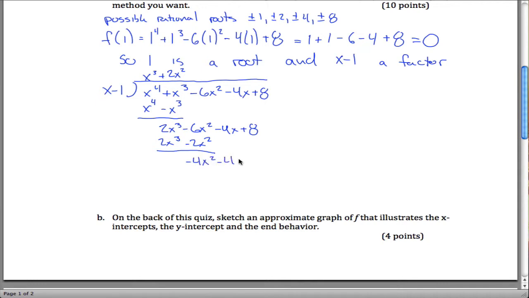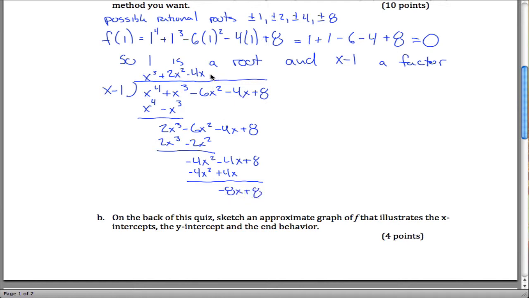-4x squared. To get rid of this, man, I'm going to run out of room. -4x squared, I better put a -4x up here. -4x times x is that -4x squared that I was hoping for. -4x times 1 is positive 4x. And if I subtract, I get -8x plus 8.